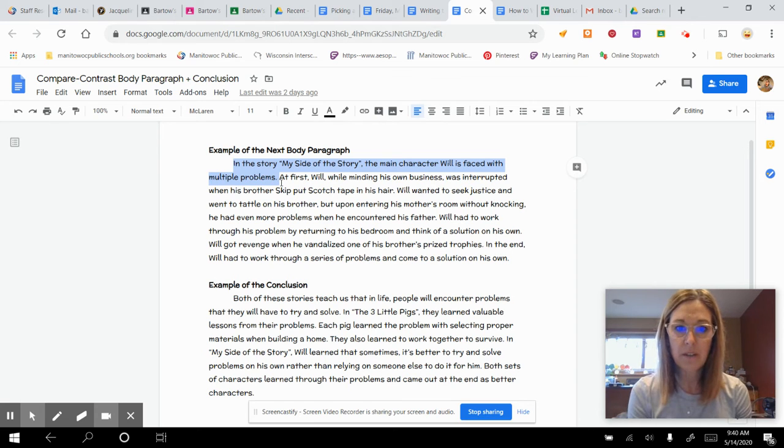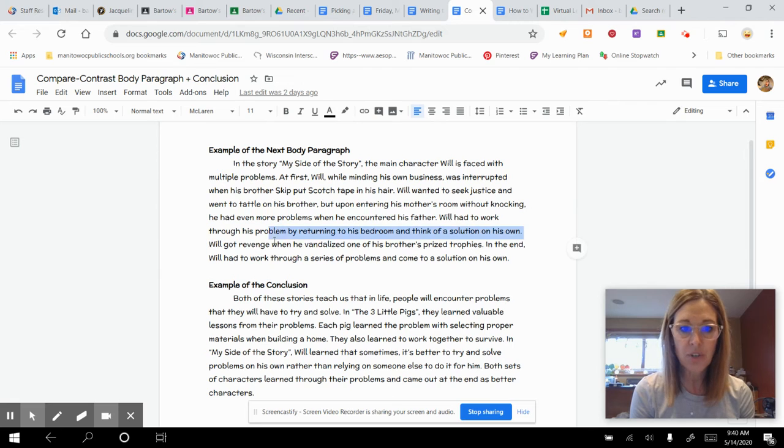At first, Will, while minding his own business, was interrupted when his brother Skip put scotch tape in his hair. Will wanted to seek justice and went to tattle on his brother, but upon entering his mother's room without knocking, he had even more problems when he encountered his father. So problem upon problem. Will had to work through his problem by returning to his bedroom and thinking of a solution on his own. Okay, so that goes back to the theme that this is a problem, but he's trying to work through it. He's struggling, but he needs to try and solve it.